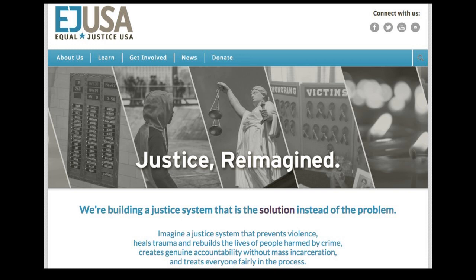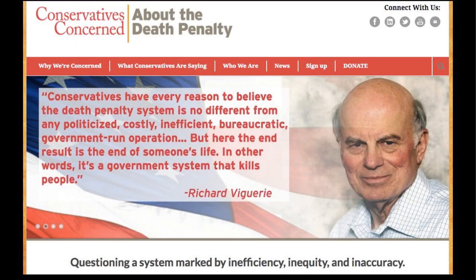And what they identified was that the people on the conservative side who might support their issue might potentially be alienated by Equal Justice USA's more liberal or progressive messaging. So they actually created a program called Conservatives Concerned About the Death Penalty. And this program has its own staff, its own website, its own name, its own logo. It functions, from outside appearances, almost as if it were a unique organization.